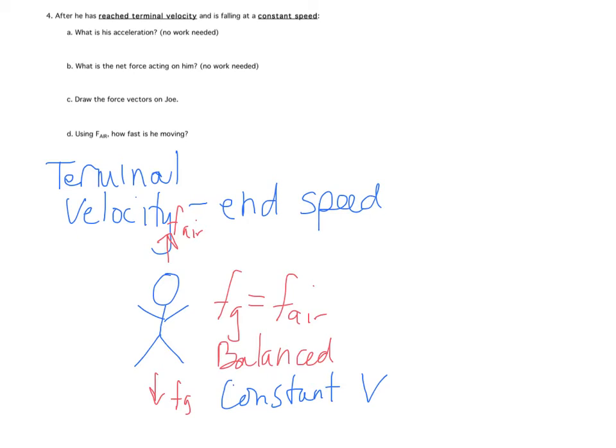So part A says, what is his acceleration? Well, if you're moving at a constant velocity, what is your acceleration? It's 0, of course. Right? Our speed is constant. How about B? Part B says, what is the net force? Do you know?